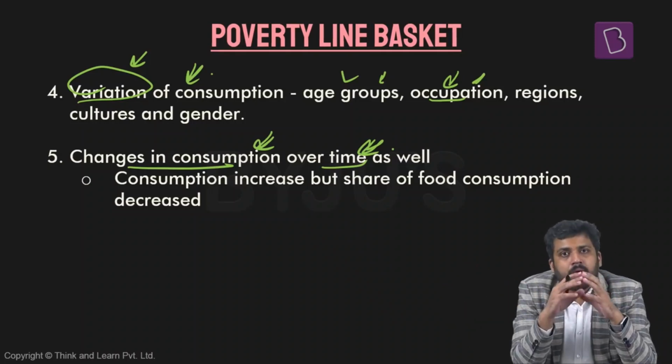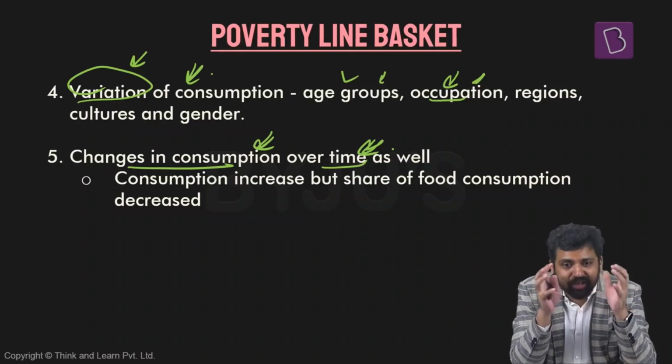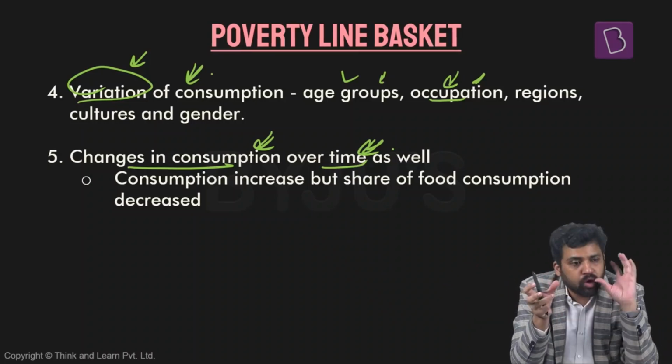So if I have to summarize, how do you create this poverty line basket? First is to identify items which have to go into the basket. Next is you have to give weightage. Not all items are equally important.